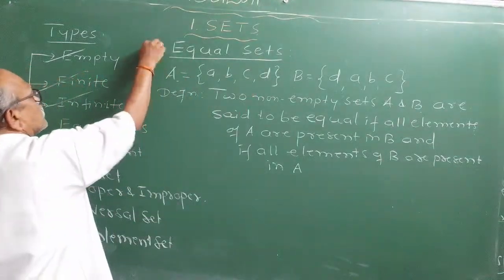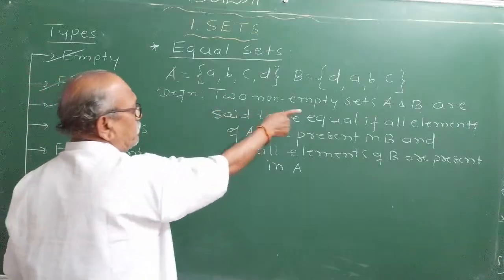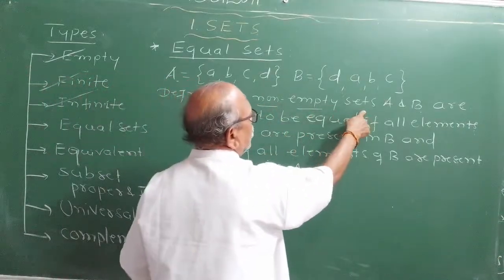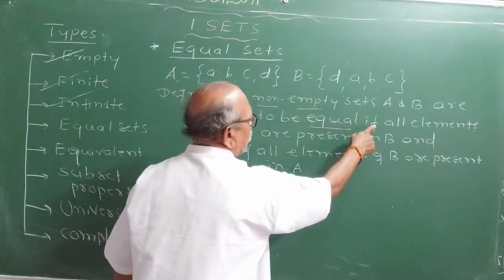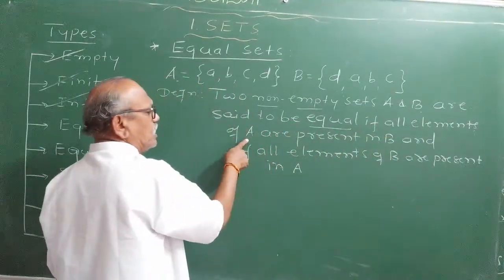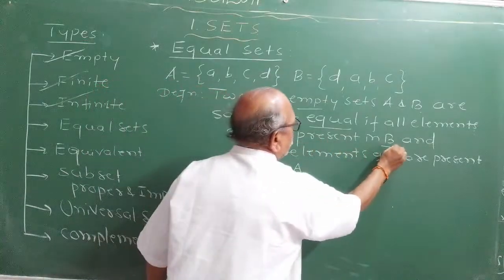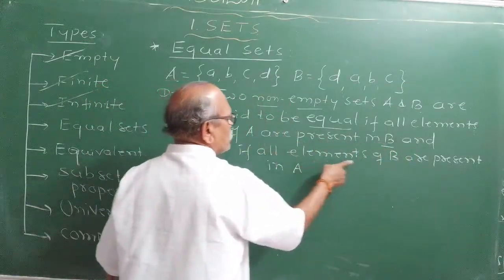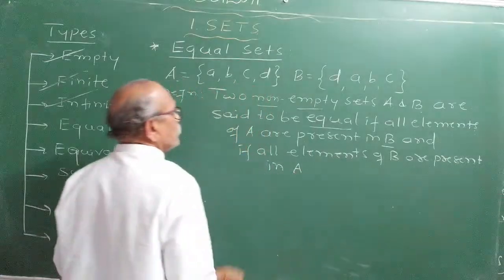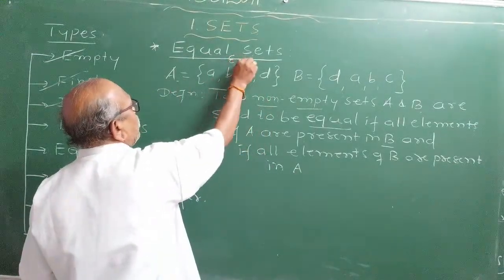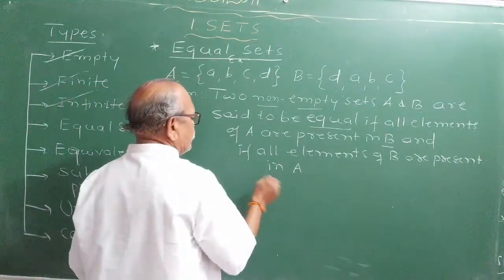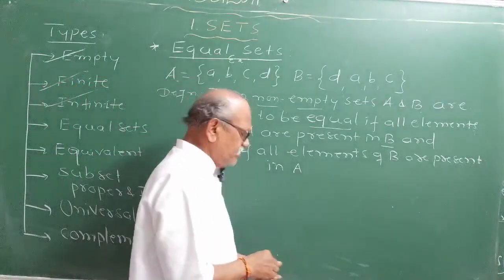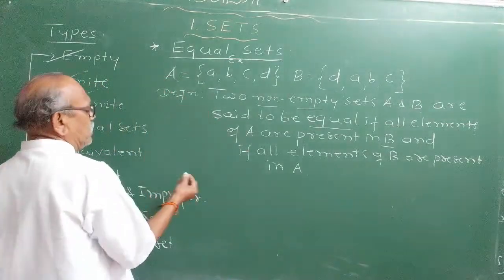What are equal sets? Two non-empty sets, they should not be empty sets. A and B are said to be equal if all elements of A are present in B and if all elements of B are present in A. The example is here. You can take A, B, C, D, right? Then we say that set A is equal to set B. Is that clear?